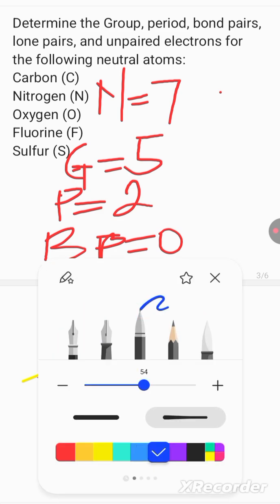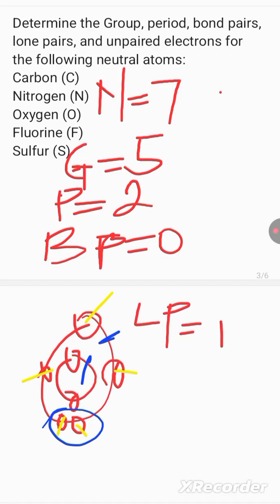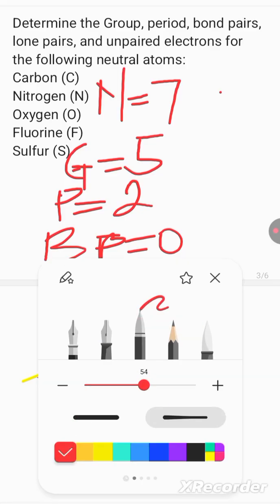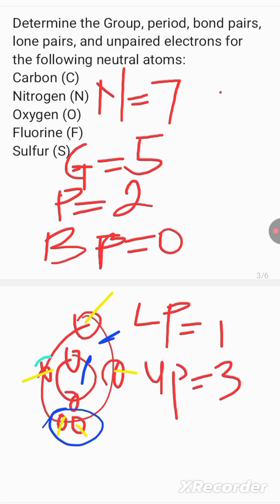So after that, the unpaired electrons now: 1, 2, 3. We have 3 unpaired electrons. So these are the unpaired electrons, 1, 2, 3. This is for the nitrogen. So let's go for the oxygen now.